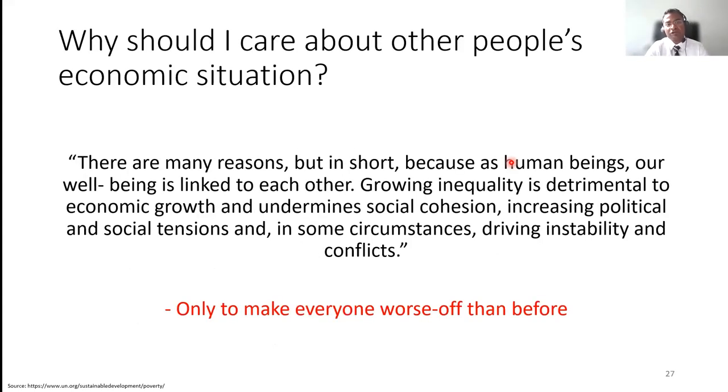So I took this quote from the UN SDG site. Why should I care about other people's economic situation? There are many reasons. I'll read it out. But in short, as human beings, our well-being is linked to each other. Growing inequality is detrimental to economic growth, undermines social cohesion, increases political and social tensions, and in some circumstances, drives instability and conflict. This is exactly what we experienced in the recent past. And it will only make everyone worse off than before.